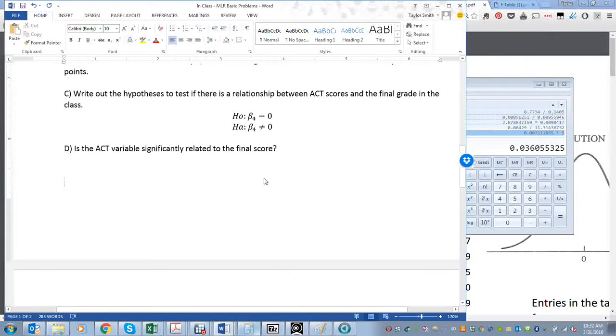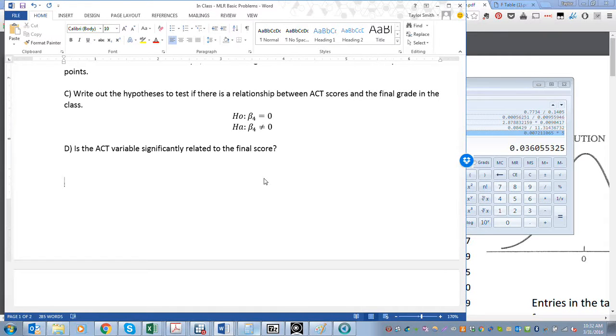If you remember how to test a hypothesis, you want your p-value to enable you to reject the null hypothesis. You need to have your p-value less than your level of significance. Now, I didn't give you a level of significance here, so you could choose one. The three levels of significance we usually deal with are 1%, 5%, and 10%.